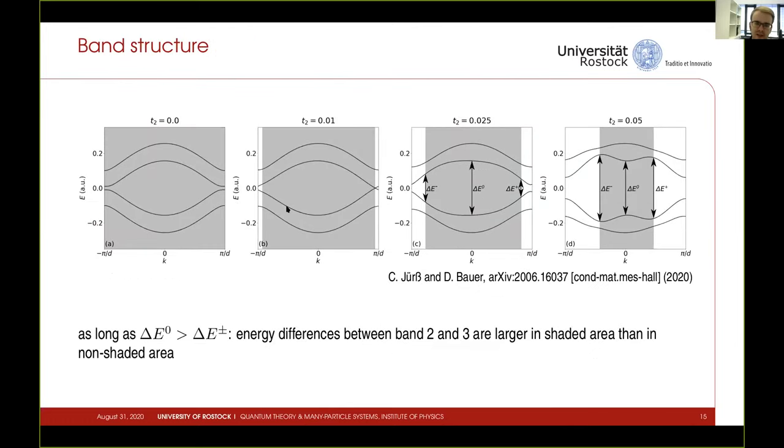If we now go back to the band structure and plot the same gray shaded area in here, I define the energy difference between band 2 and band 3 at the point where the bands are inverted as delta E minus and delta E plus, and at k equals 0 just delta E 0. And energy differences between band 2 and band 3 below delta E plus are always corresponding to this non-shaded area, and above delta E minus has to be in this shaded area here, as long as delta E plus is smaller than delta E 0. This means there's some energy separation between these points in the band structure where the bands are inverted and where they are not.